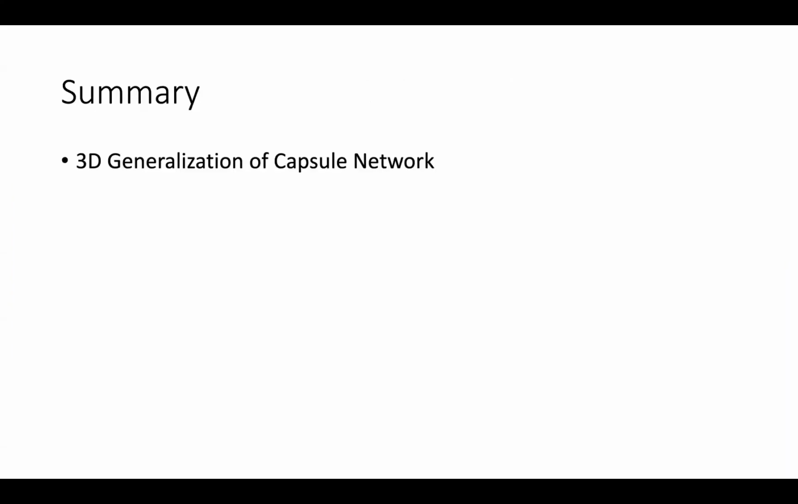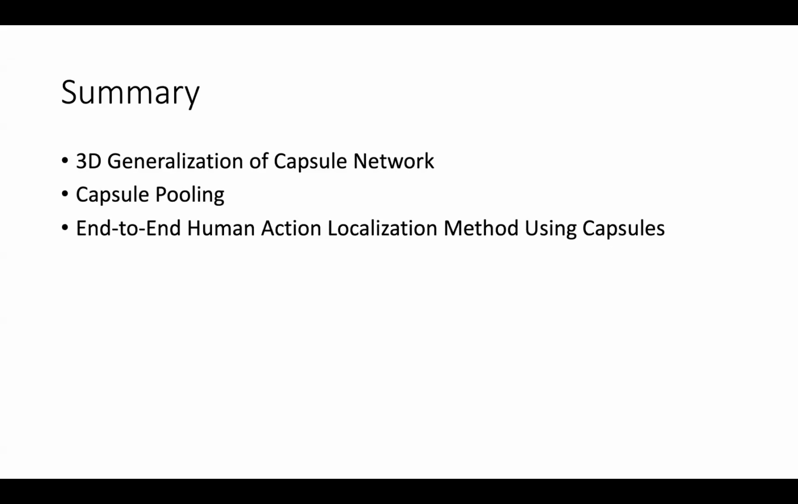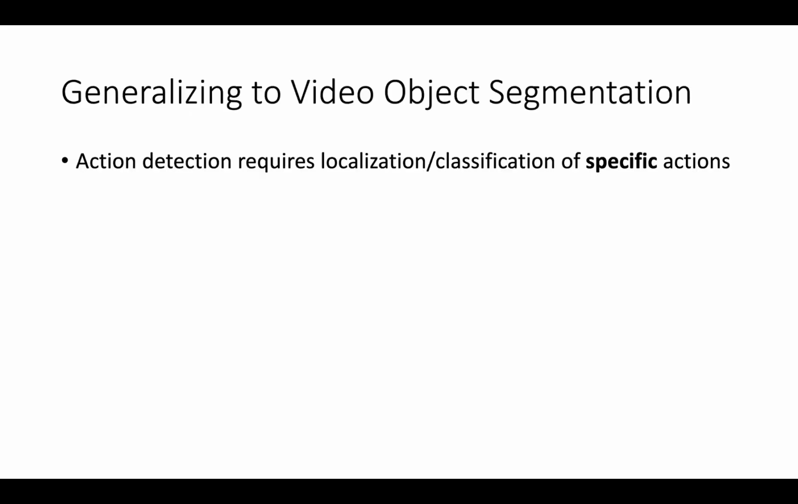So for this first part, we have generalized capsule networks from 2D images to 3D videos. We propose capsule pooling to make the routing operation more efficient. We have an end-to-end human action localization method using capsules, and we get state-of-the-art results on 3 datasets. So action detection requires the localization of specific actions, right? For example, diving or golfing or biking.